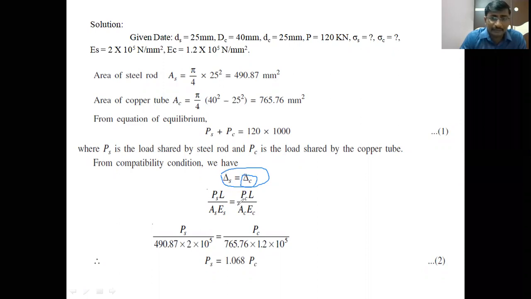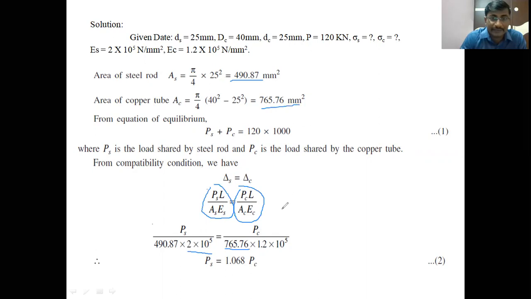By substituting, PL by AE for the steel material equals PL by AE for the copper tube. L is the same here also, the initial length of the rod and copper tube are the same, so we can cancel L. And P_S divided by the cross-sectional area A_S, 490.87 mm square, and the Young's modulus for steel, 2 into 10 to the power of 5. Similarly, P_C divided by A_C into E_C.